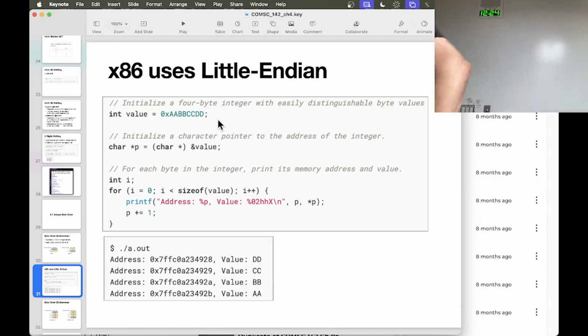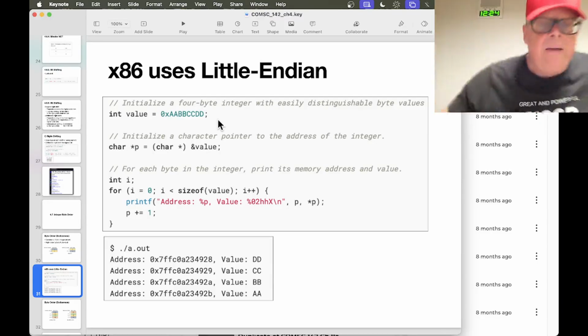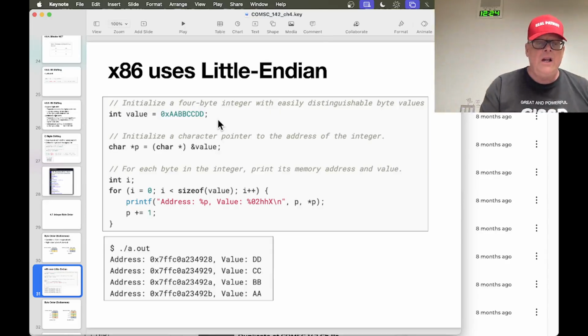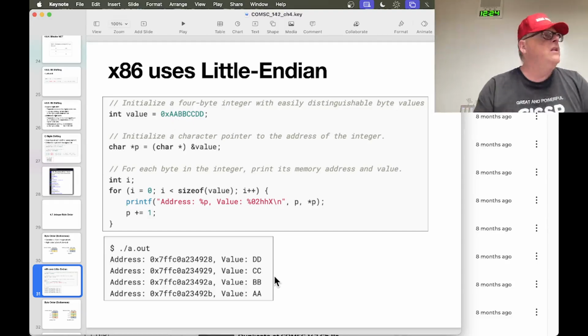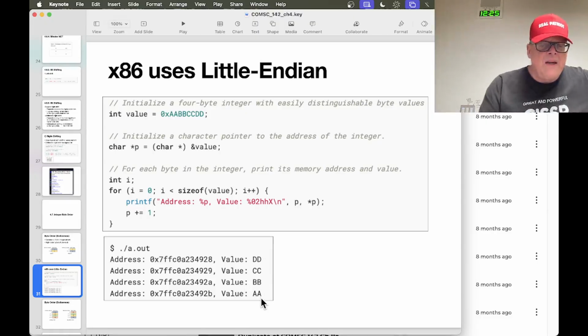Let me turn on the projector. All right. So little endian, if you initialize a 4-byte integer with A being the most significant, B, C, D, then it will store it with the least significant byte at the start. Right, the least significant byte is D. That's at the start. That's what I want to see.